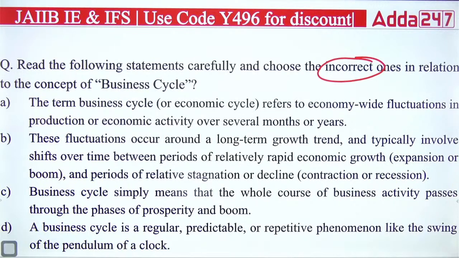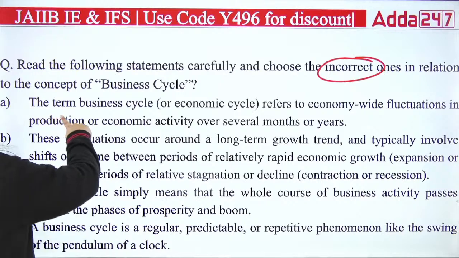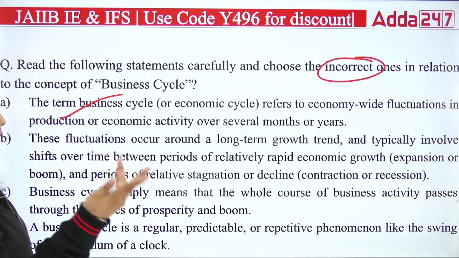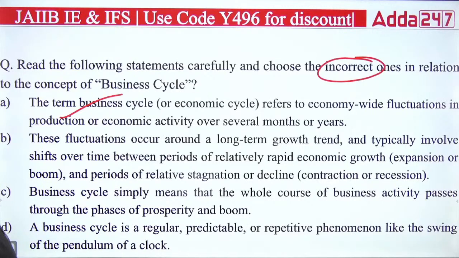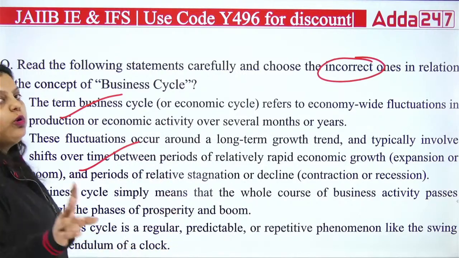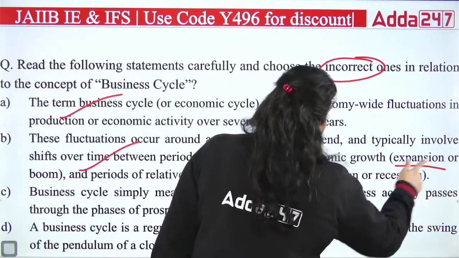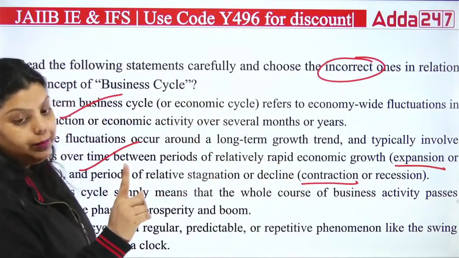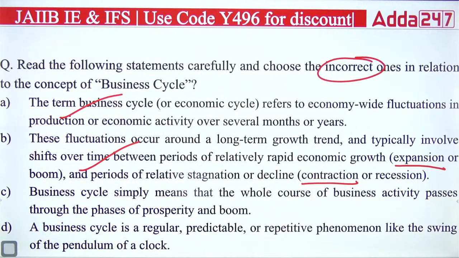So first is saying, first is very much true. The term business cycle, economic cycle refers to the economy-wide fluctuation in the production and or economic activity over several months or years. This is true. The second is saying the fluctuation occurs around a long-term growth trend and typically involves shifts over time between periods of relatively rapid economic growth and periods of relative stagnation. This is also true. I have told you now, one expansion and one contraction is mandatory to complete a business cycle. That's what the second option is saying.